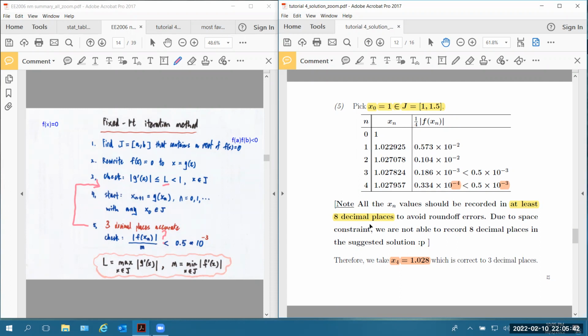And then of course you want to ask me, you say write 8 decimal places, why do you only write 6? Well, actually I want to write 8, but there's not enough space. That's why I cannot write 8. But you all have plenty of space, right? So you can write 8 decimal places here.